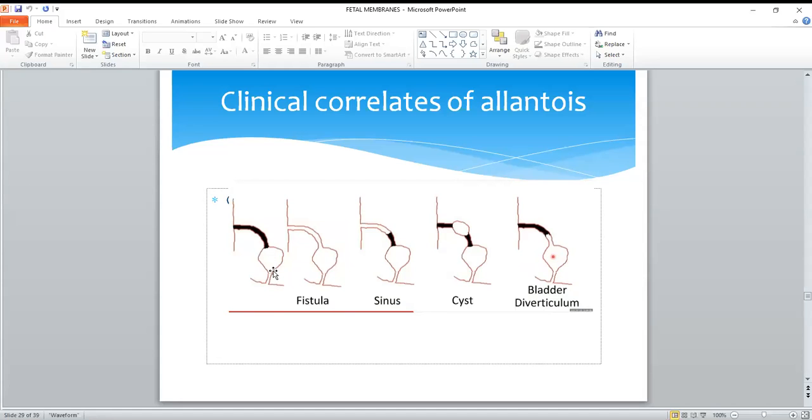So here we have the bladder. This is just a representation of the bladder. This is a representation of the abdominal wall. You see here, it has degenerated. That's why it is in black. You see, this is the normal scenario. So what about if it does not degenerate? So we have the bladder here, and you have the abdominal wall, right?